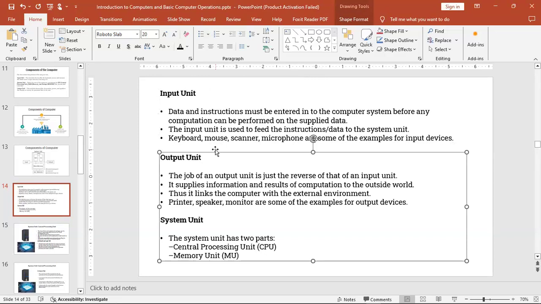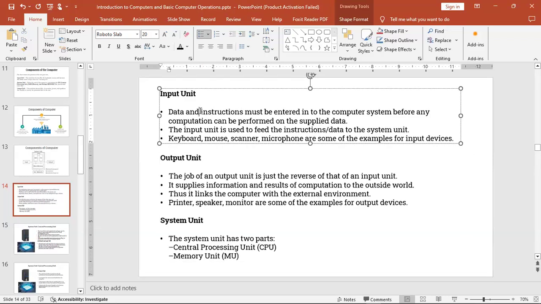So let's look at each of these components and their functions, what they do. Okay. The input unit. Data and instructions must be entered into the computer system before any computation can be performed on the supplied data. The input unit is used to feed the instructions or data to the computer system. Examples of input units include the keyboard, mouse, microphone.